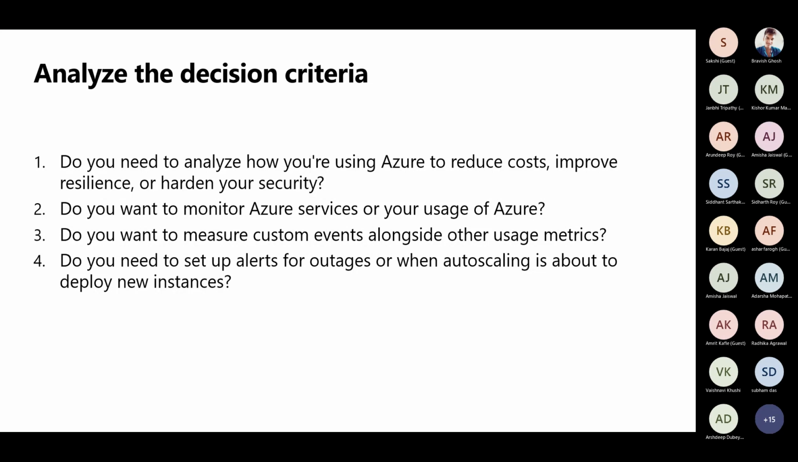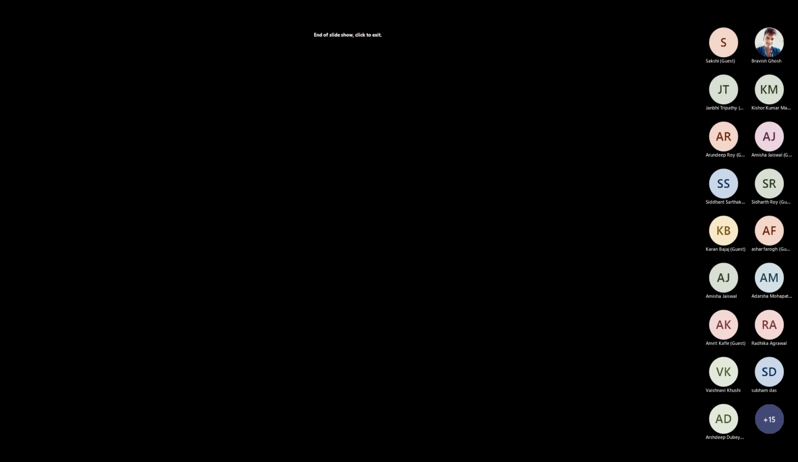Now, do you need to set up alerts for outages or for when auto scaling is about to deploy new instances? Here also you can use Azure Monitor to set up alerts for key events that are related to your specific resources. So these are the things only. This is the last slide, I guess.